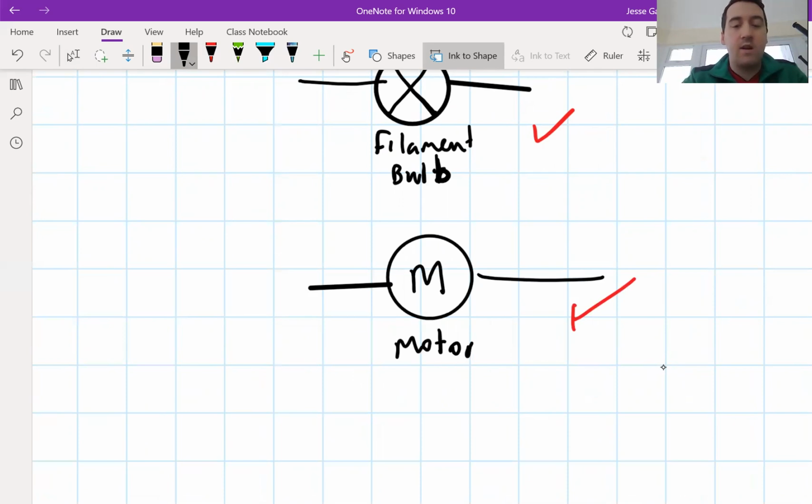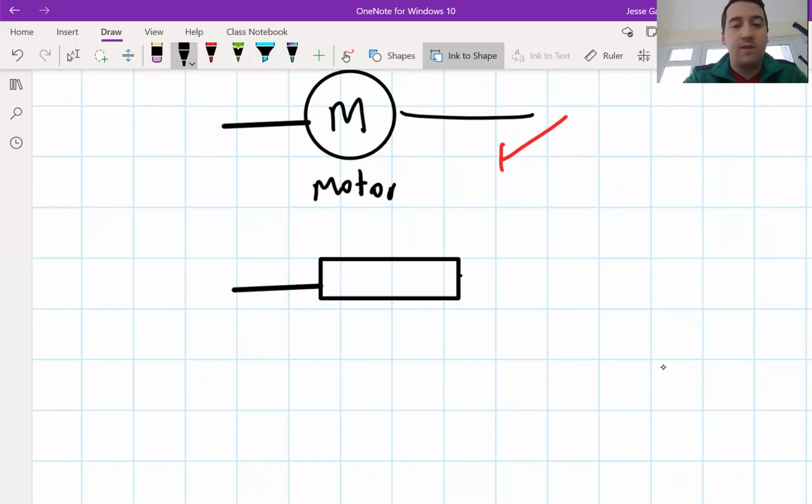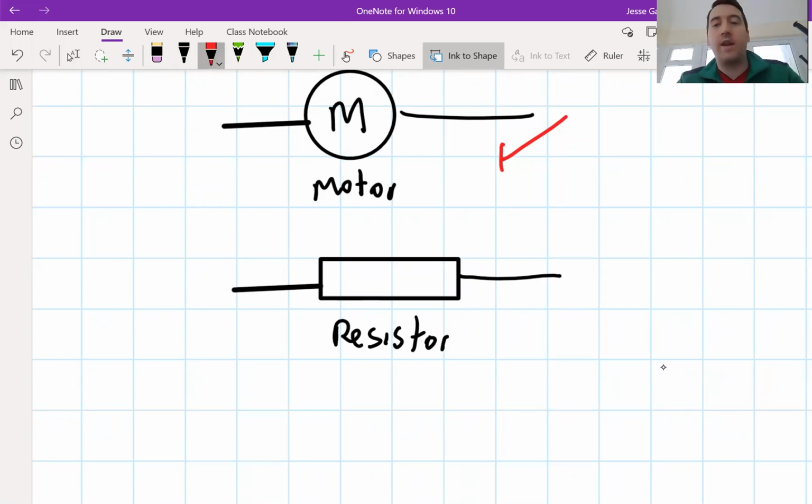Okay, and a resistor. A resistor has a wire. It then has a long rectangle like this, and then the wire continues. This is a resistor. So either tick it or fix it. Okay, that's what you should have.